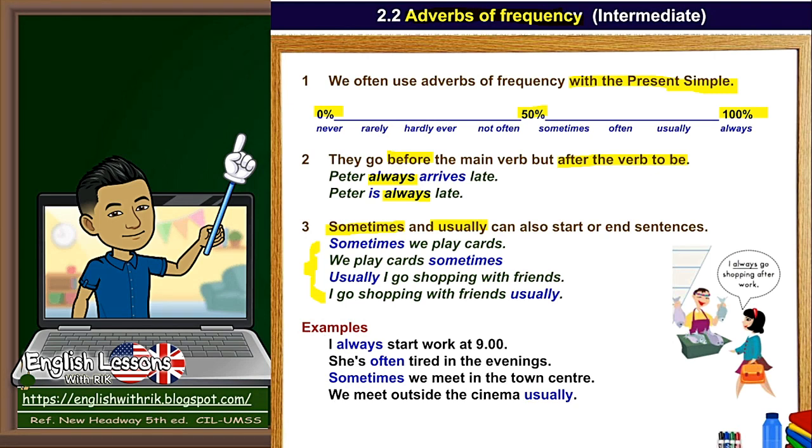Here are some more examples. I always start work at 9 o'clock. She's often tired in the evenings. Sometimes we meet in the town centre. We meet outside the cinema usually.